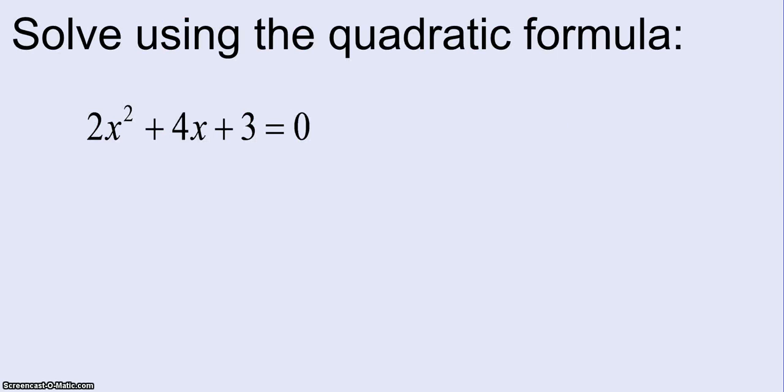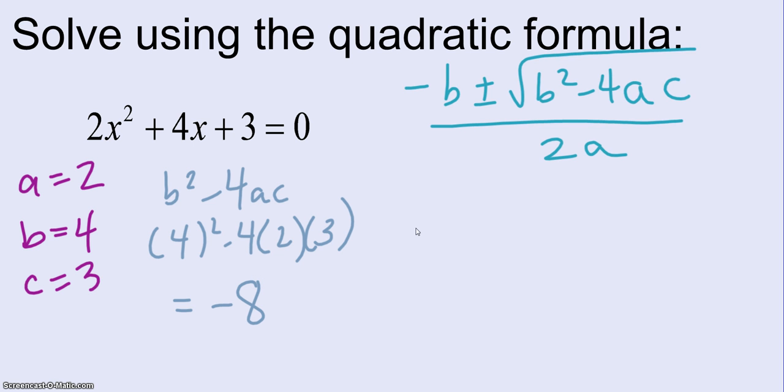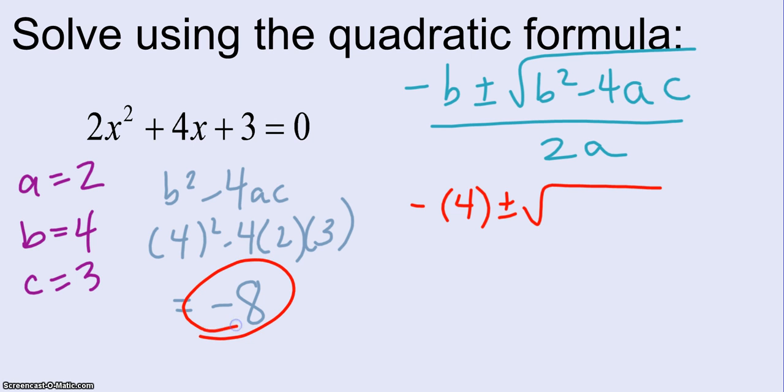So let's do another example. a is 2, b is 4, and c is 3. So taking this information, let's go ahead and find the discriminant. So I have 4 squared minus 4 times 2 times 3. And what I get is a negative 8. So I'm going to have two imaginary solutions here. Alright, so we have negative b plus or minus the square root. Now we already found the discriminant to be negative 8, so there's no point in plugging in b squared minus 4ac again, all over 2 times a.